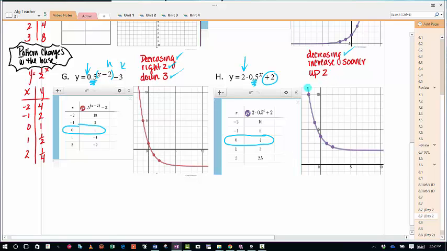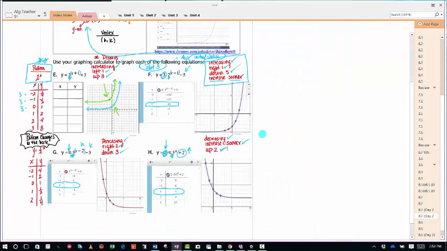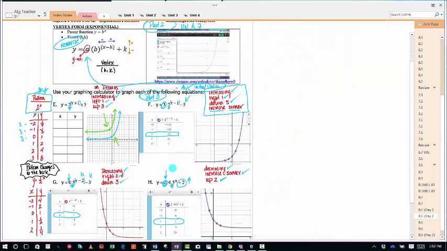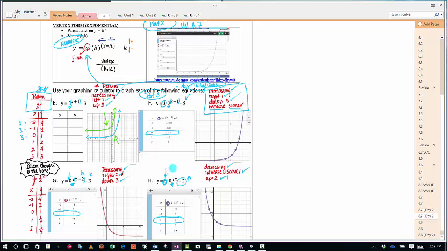All right, and then finally we know that we're going up 2 because of that. So we're increasing sooner because of the a value here. And we're moving up 2 because of that value there. All right, so now you've got a pretty good idea of how this exponential function works, how it looks in vertex form, how to sketch it, and the way that it moves. So graphically, you should be pretty good right about now.